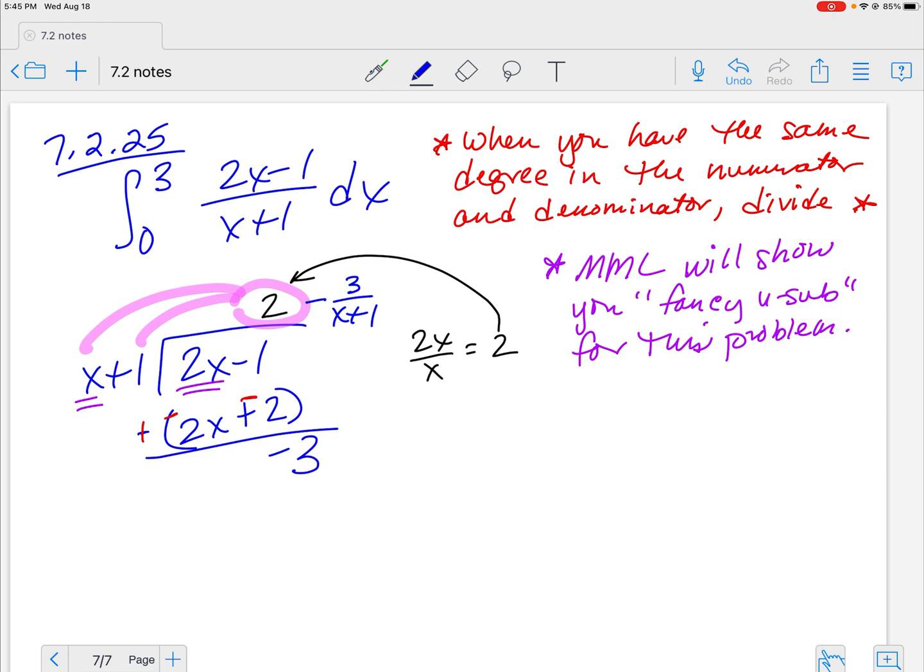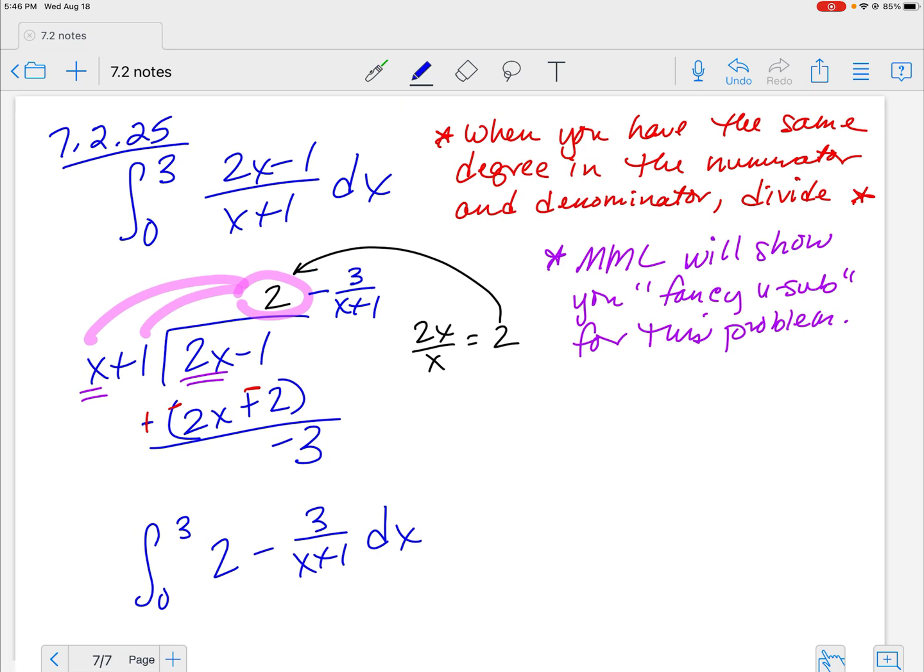So all we've done so far is algebra. That's it. We've just looked at algebra. We've taken this 2x minus 1 over x plus 1, rewritten it, so it can now be expressed this way. And look what happens. When I integrate from 0 to 3 of 2 minus 3 over x plus 1 dx, that, ladies and gentlemen, is now an easy integration. All right? Okay.